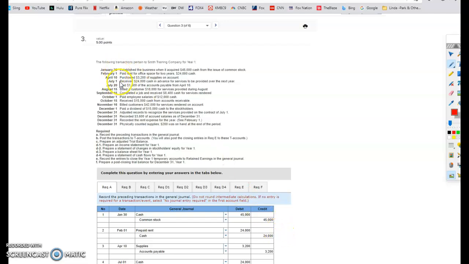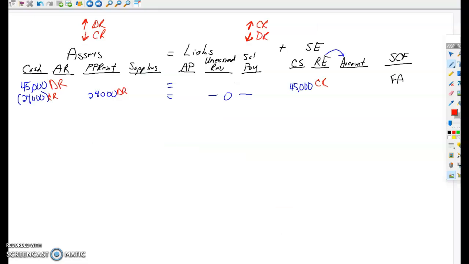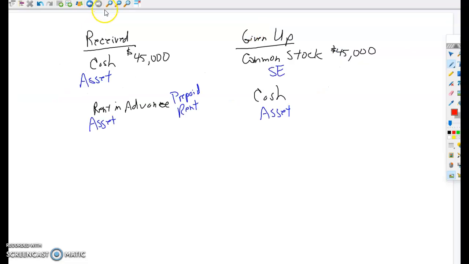Okay, let's go to the third transaction. They purchased $3,200 of supplies on account. On account means they are charging it to their account with the supplier, right? They'll have an account with the supplier, and they bought $3,200 of supplies on account. So what did we get? What did we get and what did we give up?